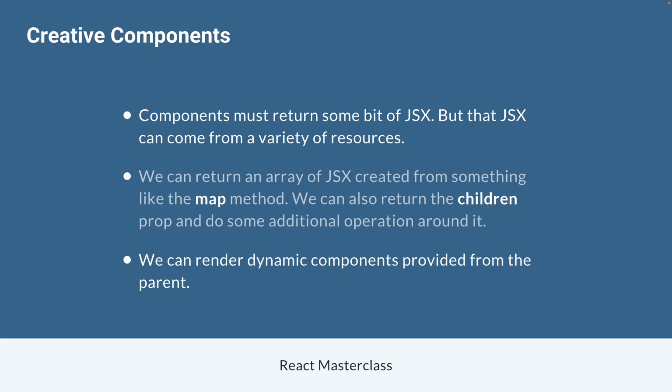We also saw that we could render dynamic components provided by the parent. We did things like provide objects where the component property was an actual reference to a React component. We also had our food items component accept a component prop for a little while. And we saw how even though that was a dynamic reference to some component that we cannot predict in advance, we were still able to use React to render that component at some point in the child when needed.